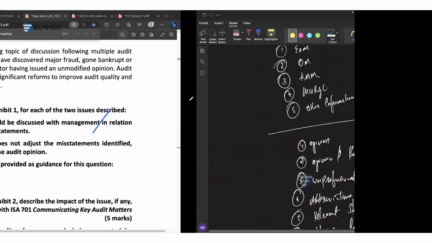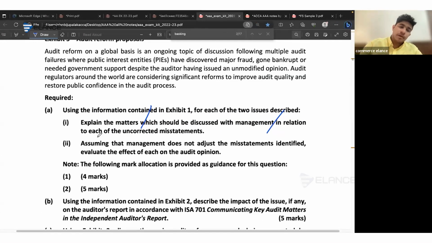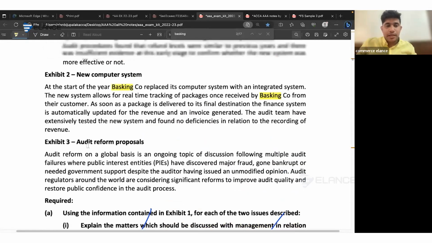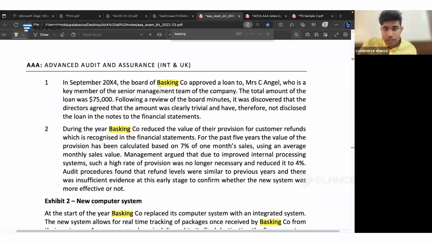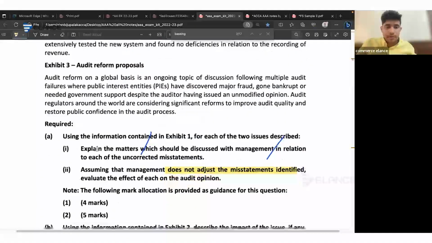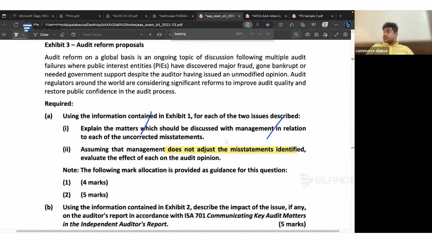Okay. And in this requirement, as you can see over here, assuming that the management does not adjust the misstatements identified. Here we have got two sets of mistakes. One in relation to the basking company's related party transaction, and the other one in relation to a provision or allowance. There are two mistakes. Assuming the management does not adjust the misstatements identified, evaluate the effect of each on audit opinion. They have asked us to evaluate the effect of each on audit opinion.